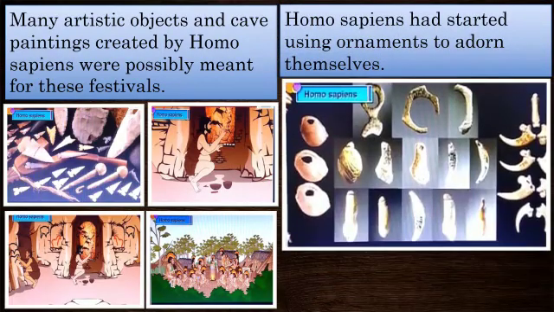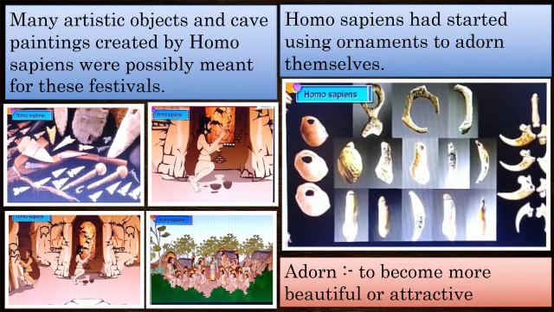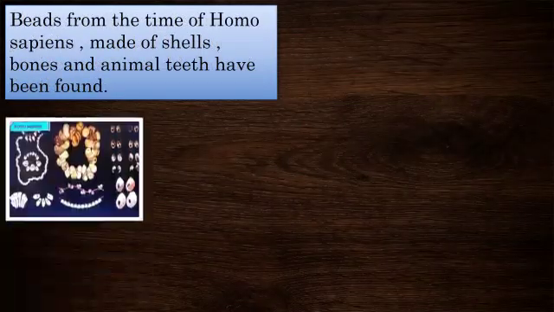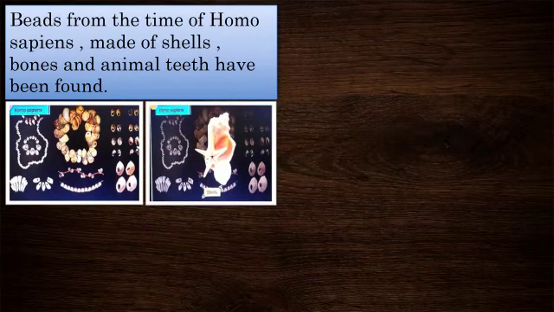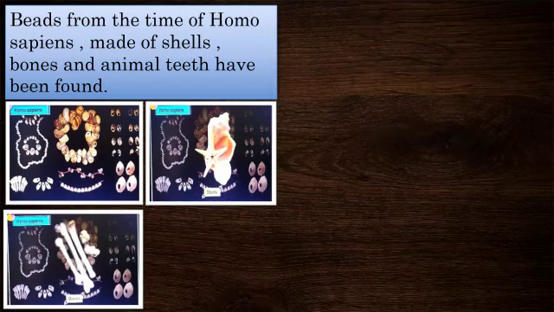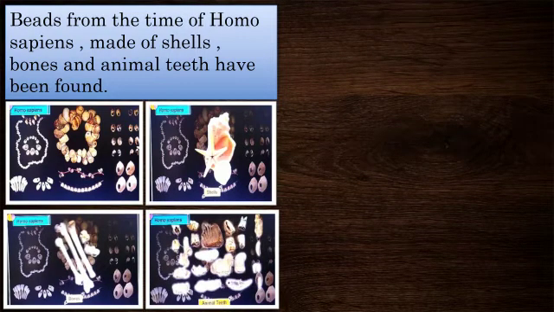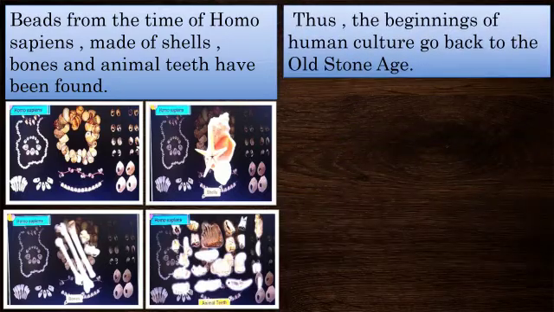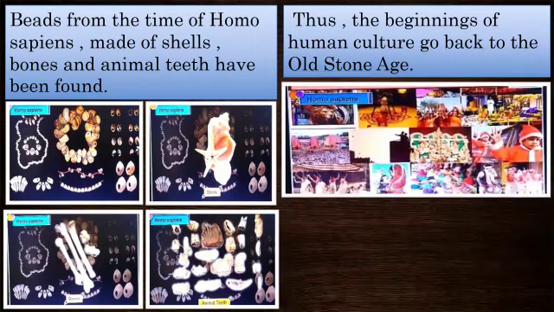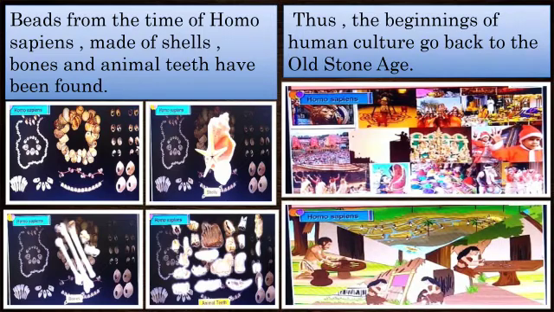Homo sapiens had started using ornaments. They started using ornaments on their necks, ears, and hands to adorn themselves. Adorn means to become more beautiful or attractive. Beads from the time of Homo sapiens, made out of shells, bones, and animal teeth, have been found in the Old Stone Age period. Also, the beginning of human culture goes back to the Old Stone Age. So, human culture is connected with the Old Stone Age period.